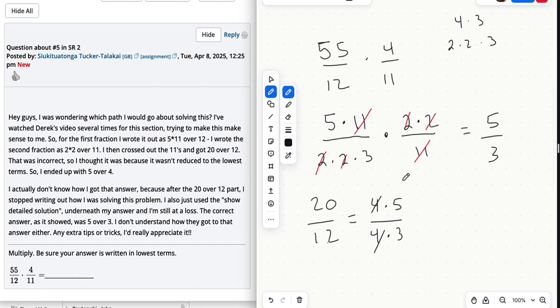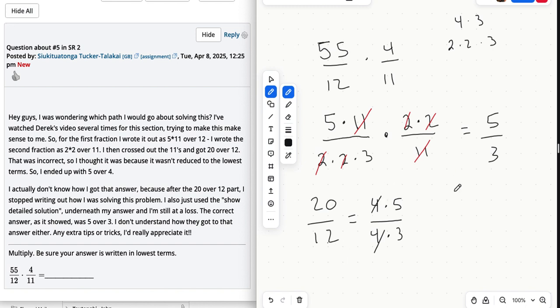So you just have to be careful when you're reducing fractions. This answer isn't wrong, it's just not done all the way. And so when you think you're done, kind of look at your answer and go, wait, is there anything still common to the numerator and the denominator that I'm able to factor and then cancel out?